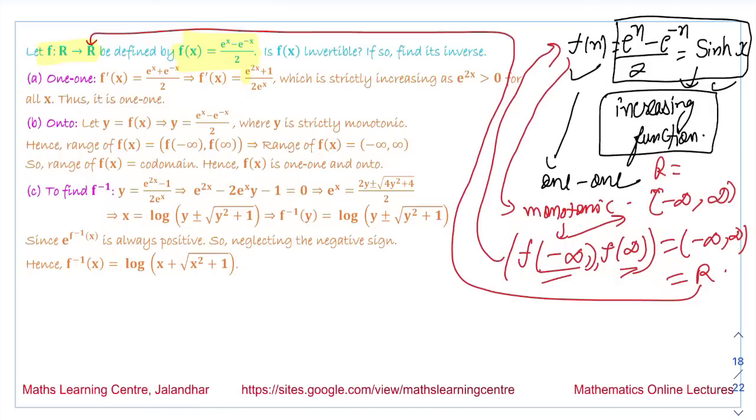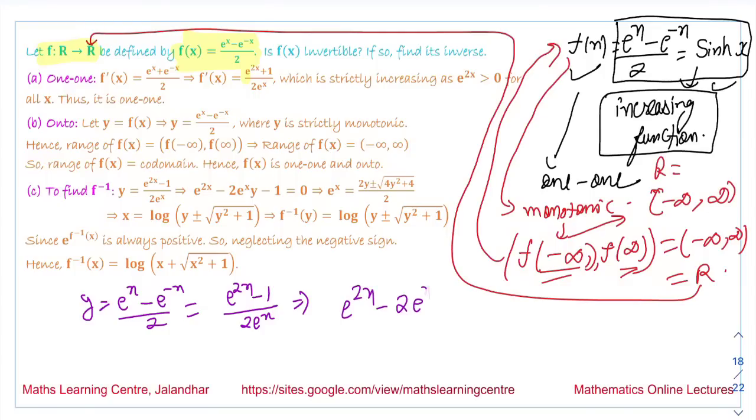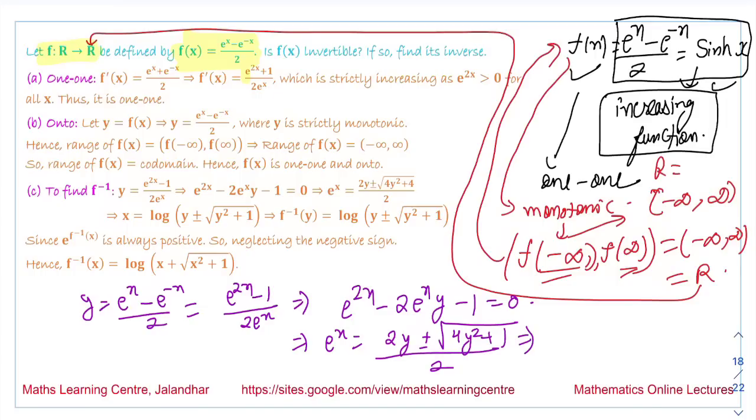Now to calculate the inverse of this function, we equate it equal to y, and we get y equals e raised to power x minus e raised to power minus x, over 2. This is equal to e raised to power 2x minus 1, over 2 e raised to the power x. This gives us e raised to the power 2x minus 2 e raised to the power x y minus 1 is equal to 0. So this implies e raised to power x is equal to 2y plus minus square root of 4y square plus 1, over 2. So this implies that x is equal to log of y plus minus square root of y square plus 1.